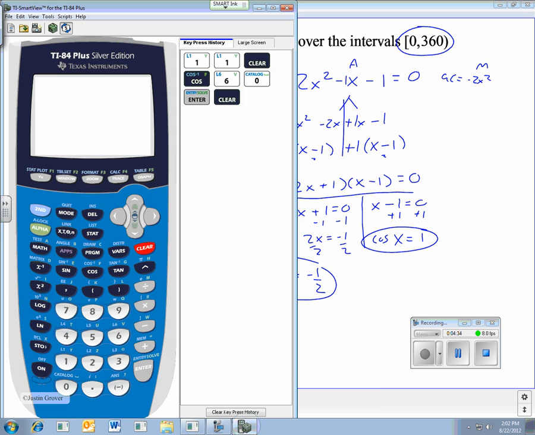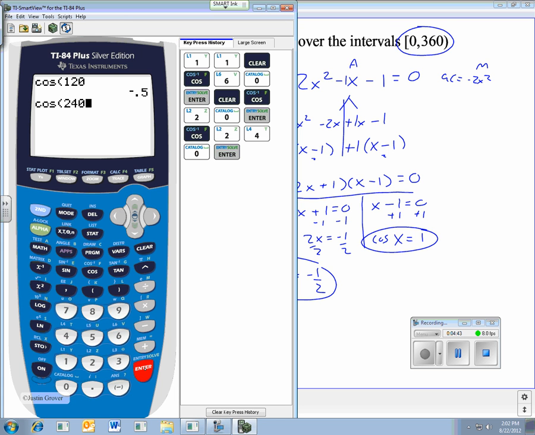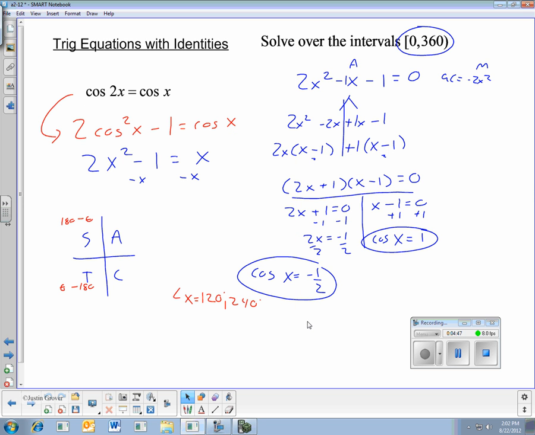And my calculator can check this for me too. I can type in cosine 120, and it should be negative 1/2. Cosine 240 should be negative 1/2, and they are. So I know my answers are right. Once you get to cosine x equals negative 1/2, it's really easy to check the angles that you get. Just type them in and make sure you get negative 1/2. So you should always check your work that way.